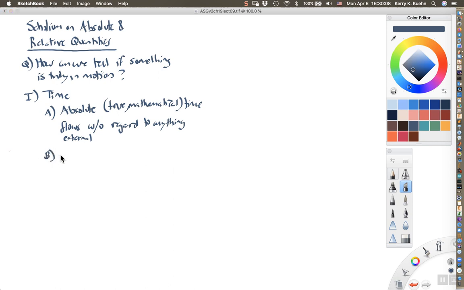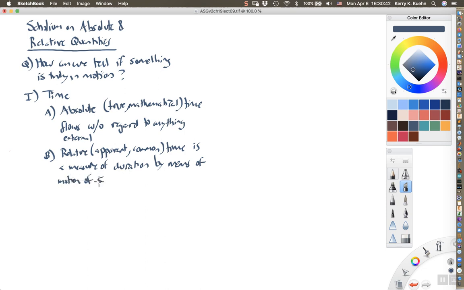This he distinguishes from relative or apparent or common or vulgar time, which is a measure of duration, he says, by means of the motion of some sensible thing. So, for example, in this case, it might be the rising and setting of the sun. Or it might be the swinging of a pendulum.